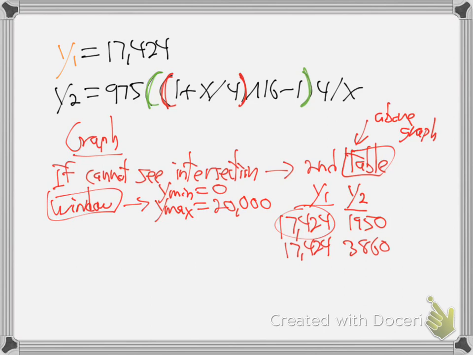So it's all about the y max. Y max has to cover those y values. So second table shows you that. Then go back to your window. Make your y min 0, your y max like 20,000. And then hit graph again.